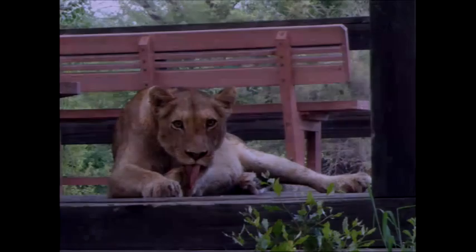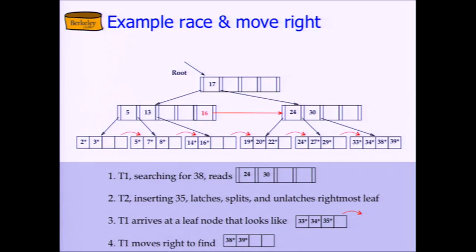The reader is looking for 38. The writer is inserting 35. Thank you. So the reader gets to the middle of the tree and pauses. The writer goes all the way to the bottom, inserts 35, splits the leaf. All right. The reader then, T1, gets to the leaf and sees 33, 34, 35 and says, hey, I was looking for 38. Is there a 38? I don't know, because the highest thing on here is 35. It could be to the right. So I will look to the right. Indeed, there's a 38. Yay.